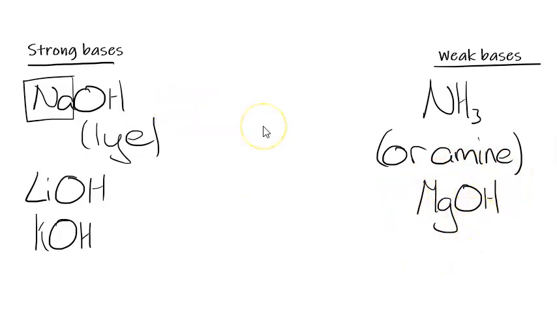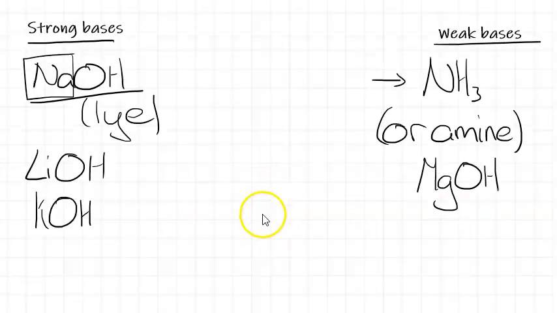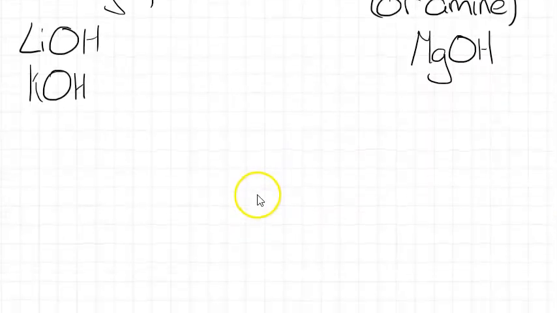For the strong and weak bases for this course, we're really just going to be looking at sodium hydroxide and ammonia. So let's have a look at how they form strongly basic solutions or weakly basic solutions.